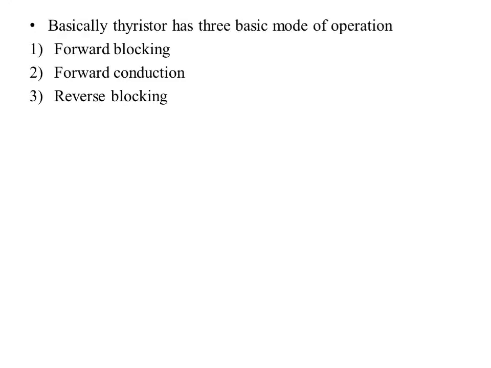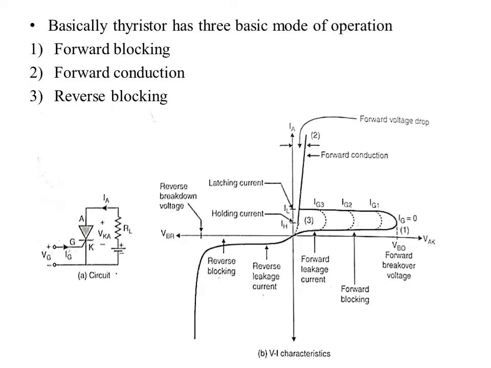The thyristor has three basic modes of operation. First, forward blocking mode. Second, forward conduction mode. And third, reverse blocking mode. So, we can study the characteristic of silicon controlled rectifier in these three modes, that is forward blocking mode, forward conduction mode and reverse blocking mode.